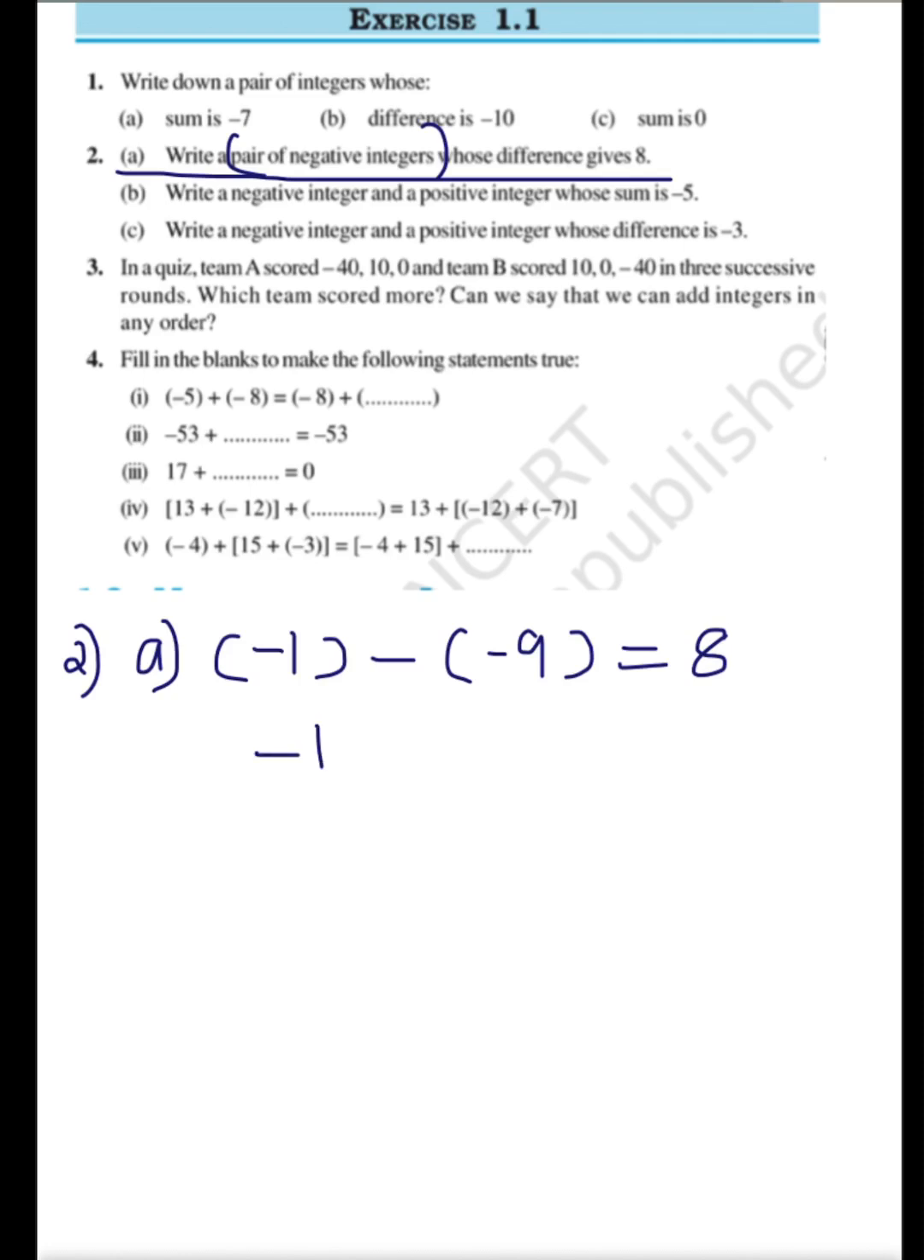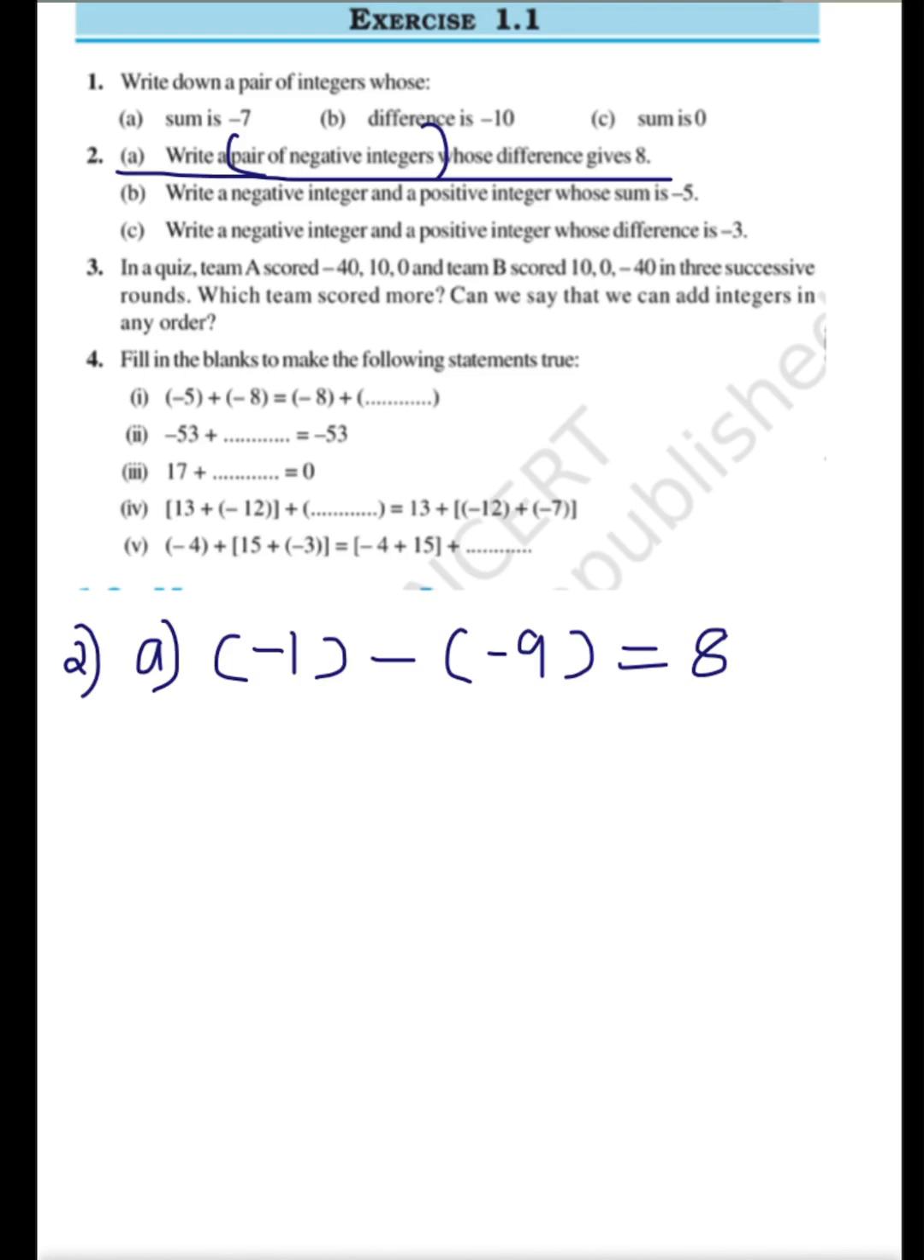Minus 1, minus, instead of minus you can put plus. Then what is the additive inverse of minus 9? It's plus 9. So minus 1 plus 9, what is minus 1 plus 9? 8. So you got this 8. So you can use this number. The number is minus 1 and minus 9. That is a pair whose difference gives 8.